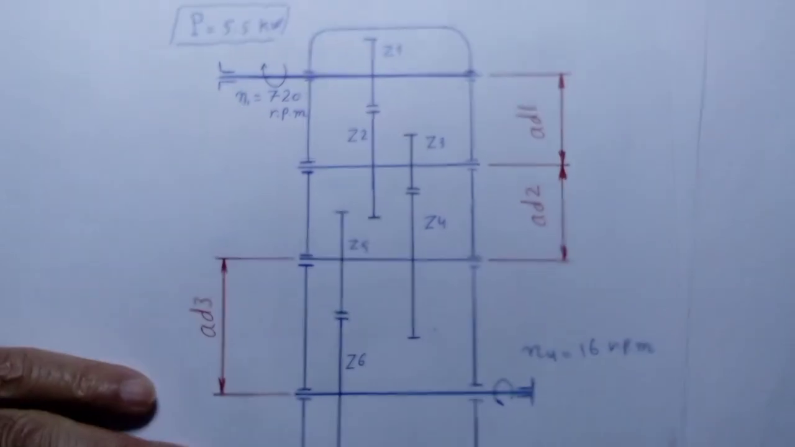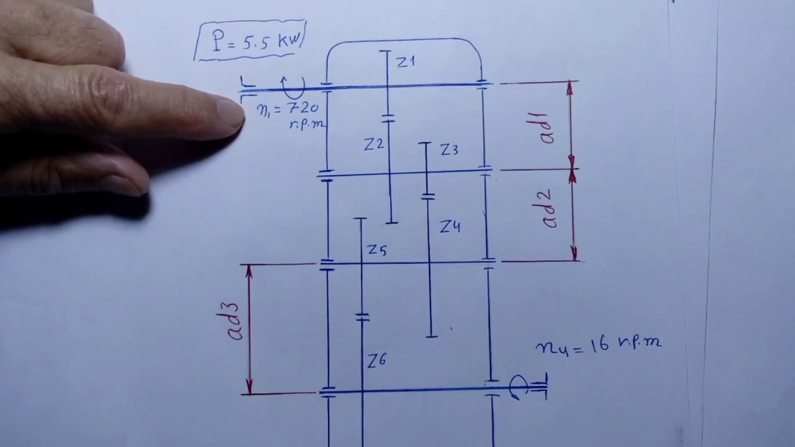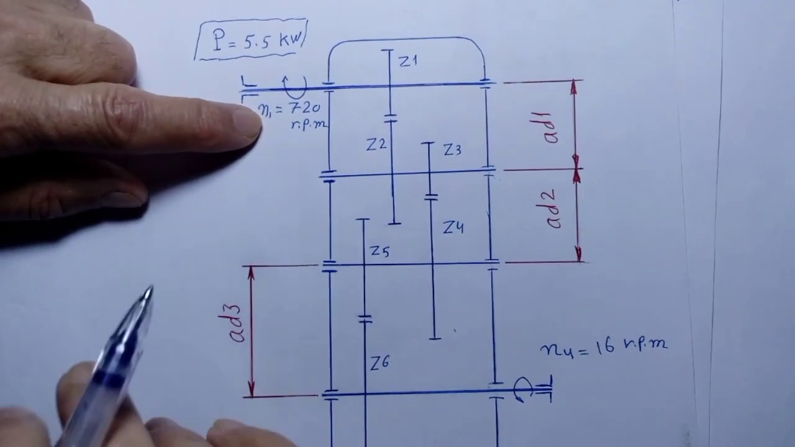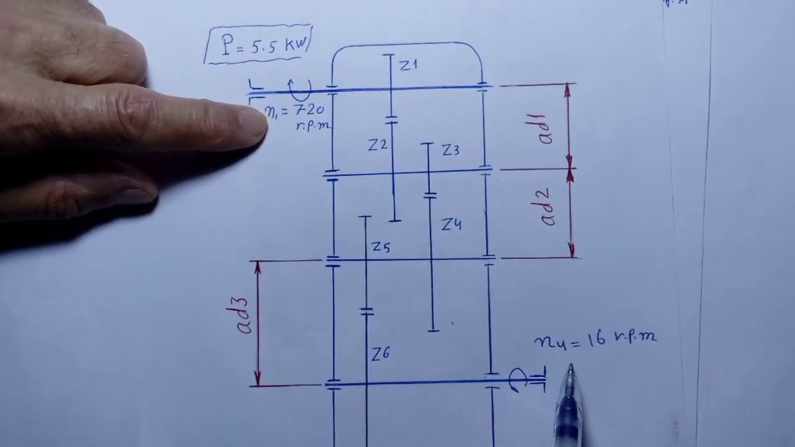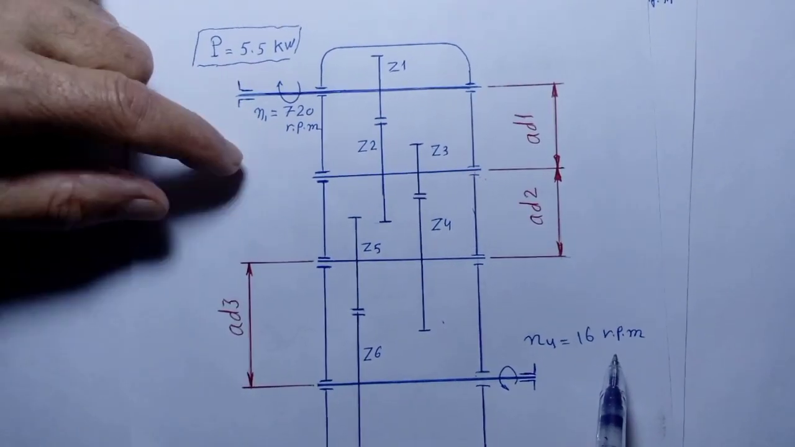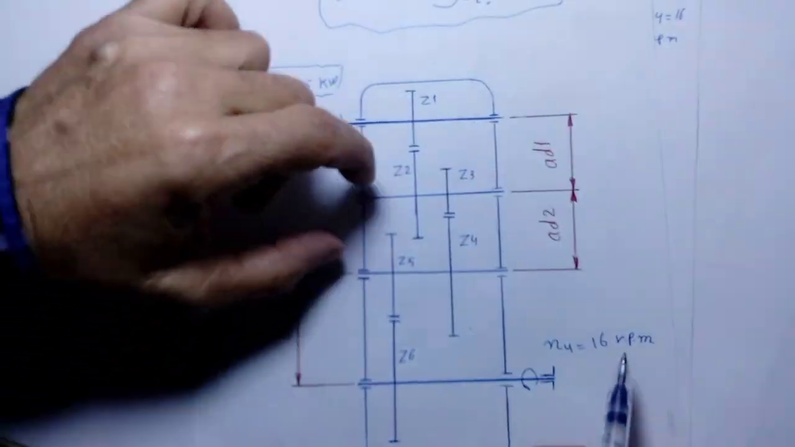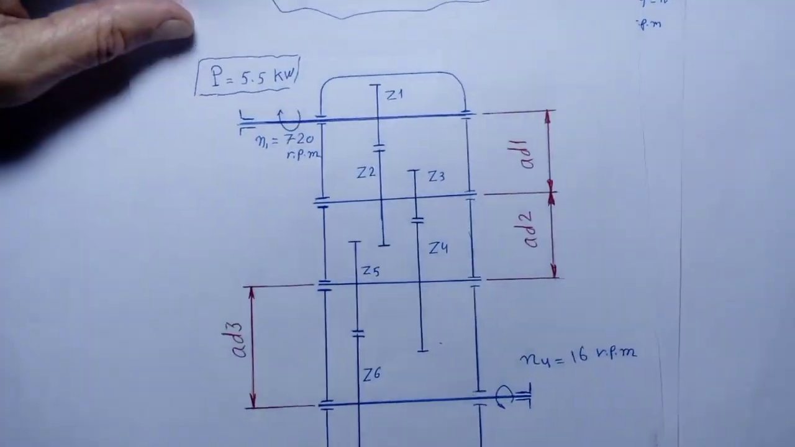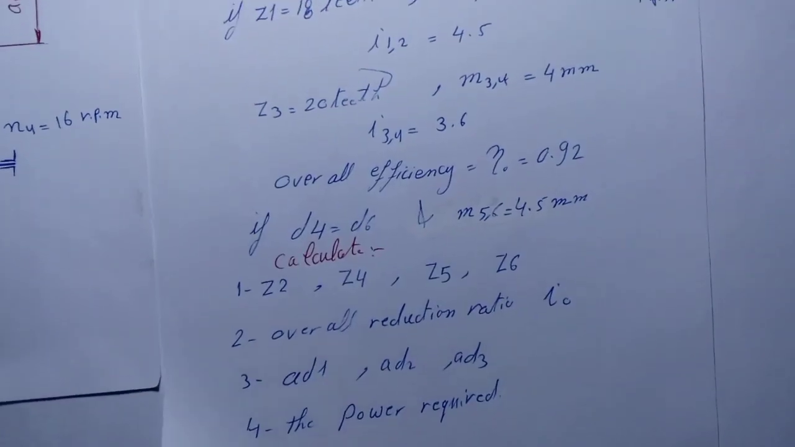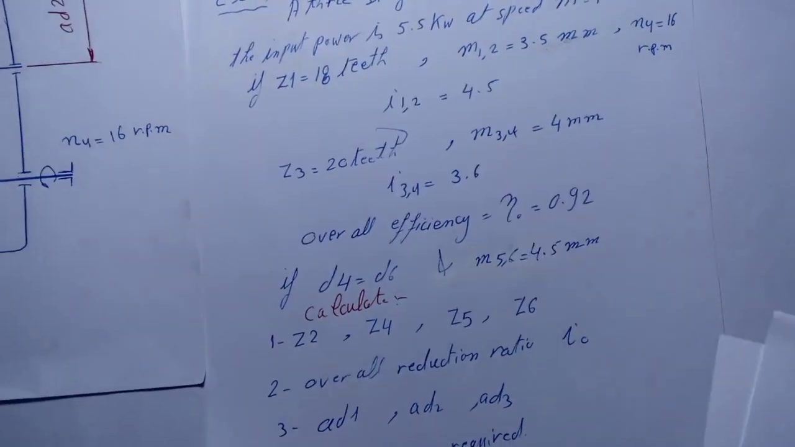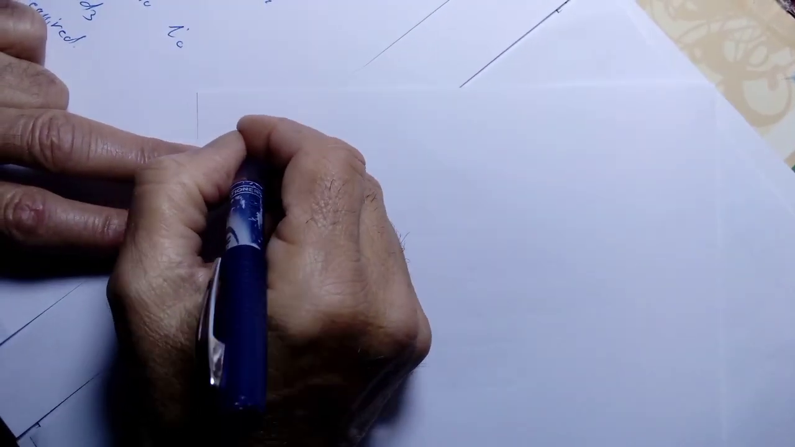Here we have the gearbox. Here the input power is 5.5 kilowatts, N1 is equal to 720 RPM, and the output N4 is 16 RPM. We need the center distances and everything required as below. Okay, now let us start.